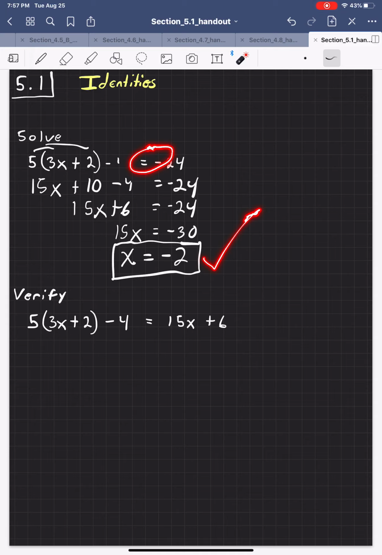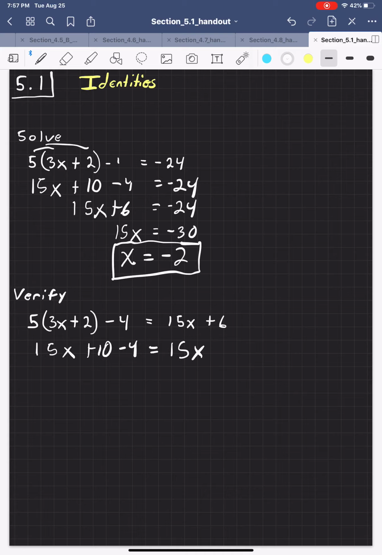Now, a much higher form of equality is what we call an identity. Let me show you what I'm talking about here. It's the same type of problem. Let's just assume that the student begins just like we did in the last one. We'd have 15x plus 10 minus 4 is equal to 15x plus 6. And notice at this stage right here, a student could notice that the left side of the equation is identical to the right side of the equation.